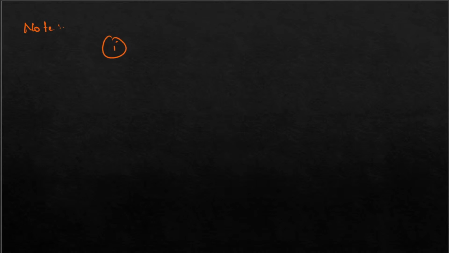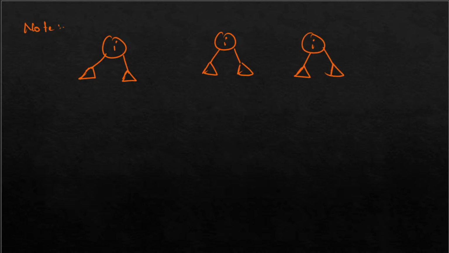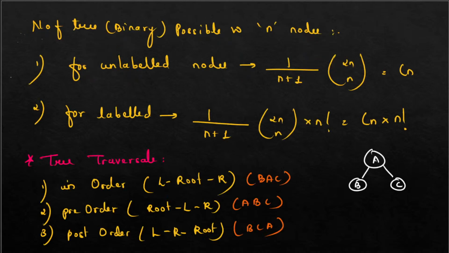Let's say this is one tree, and this is another tree. Now just see here: whenever you are searching for in order, pre-order, and post-order, you can place dots like this. So dot here, dot here, dot here. This is for in order.